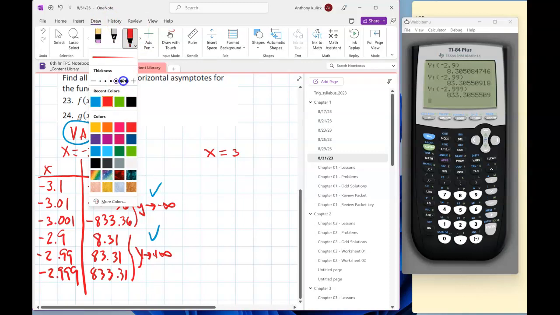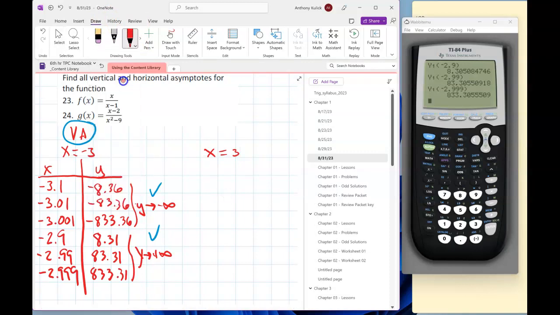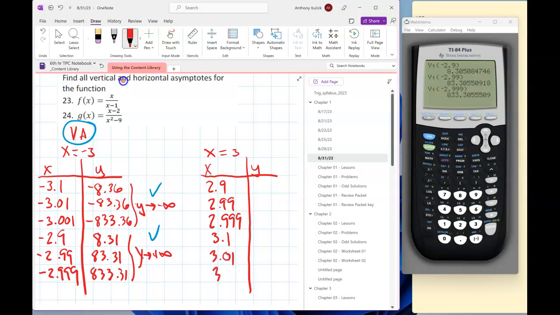On to the next one. So again, we'll start setting up the same way. Make myself an XY table. So I'll start with values a little bit less than positive 3, and then get progressively closer and closer to positive 3. And then I'll start with values a little bit bigger than 3 that get progressively closer and closer to 3.